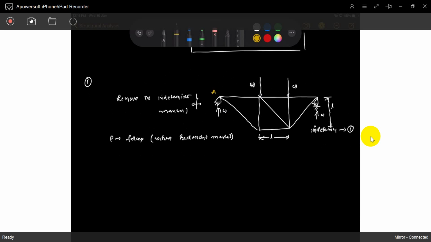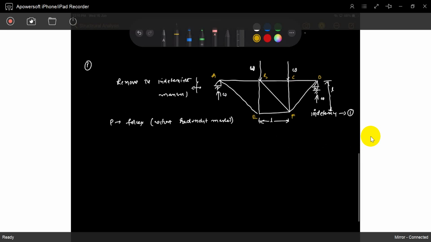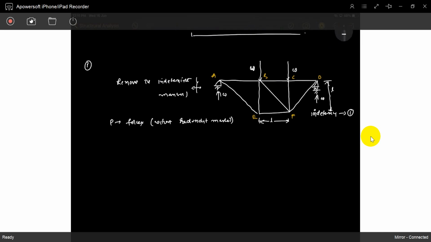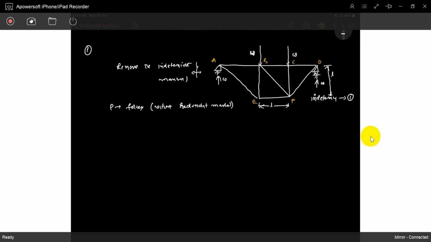A, B, C, D, E, F. So solve it. Find out each member force. Start with AB, start with joint A. This is 45 degrees. The length is L and this is also L, so this is 45 degrees, and this is W.